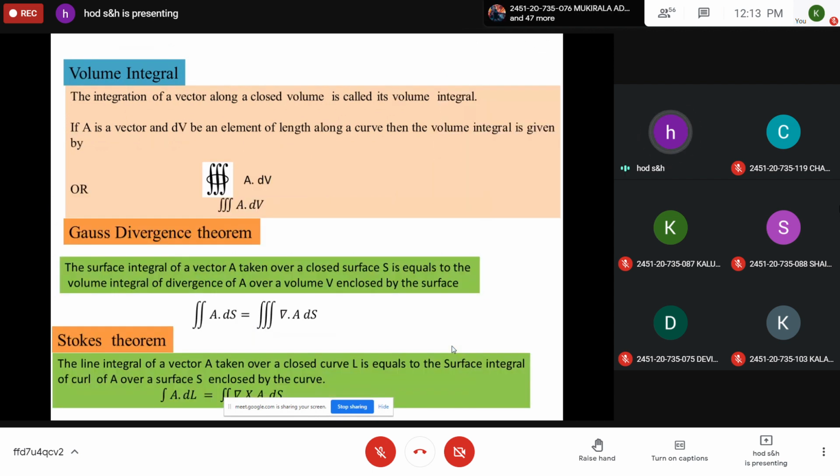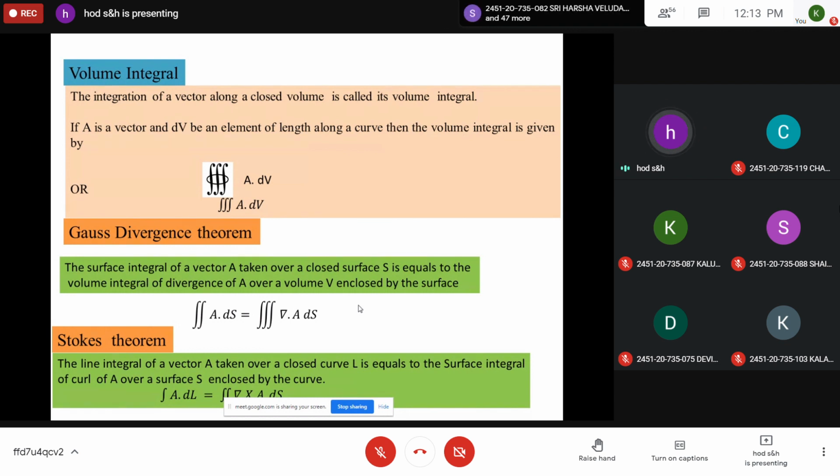The integration of a vector along a closed volume is called its volume integral. If A is a vector and dv is an element of volume, not length, then this volume integral is represented by triple integration of A dot dv. So this is the line integral, surface integral, and volume integral.